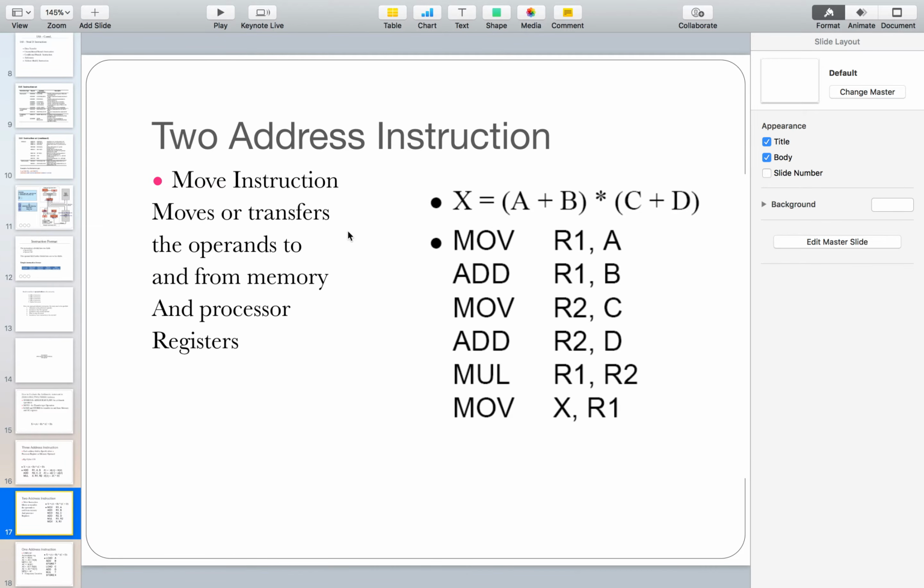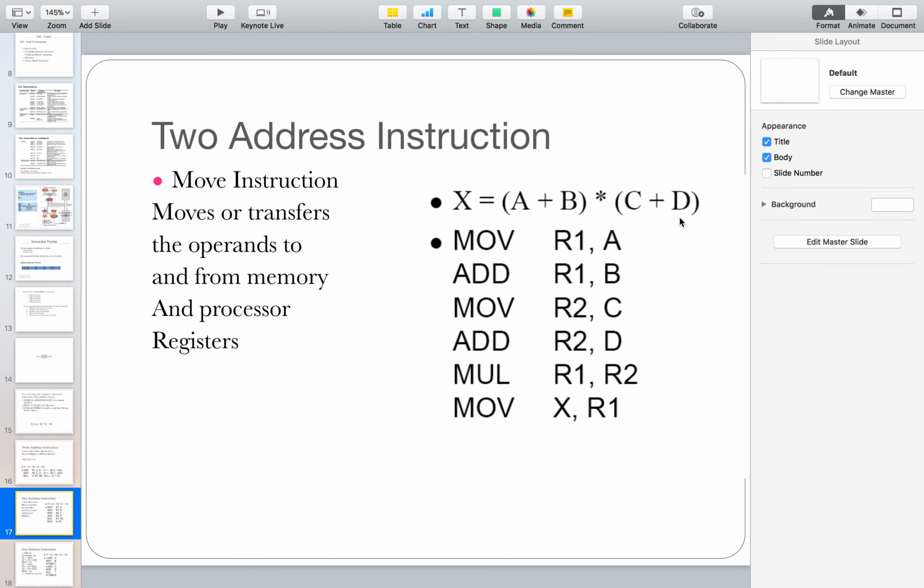Next is 2 address instruction, where I should use only 2 registers. I'm taking the same example. Move r1, a, which means the value of a is moved to r1. I need to add the value of b to the value which is present in r1. As we know, the value present in r1 is a, so I do a plus b. So I get this part. Next, similarly, I move the value of c to r2 and add r2, d, which means c and d are added. Now, I have a plus b in r1 and c plus d in r2.